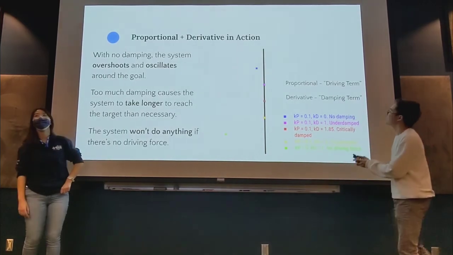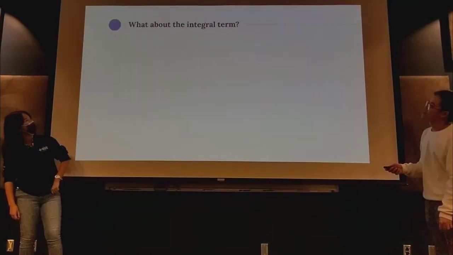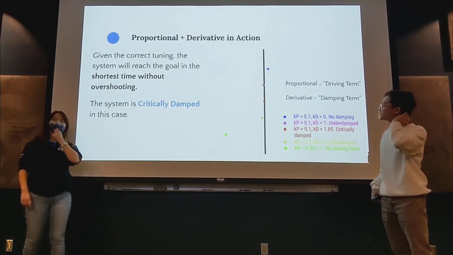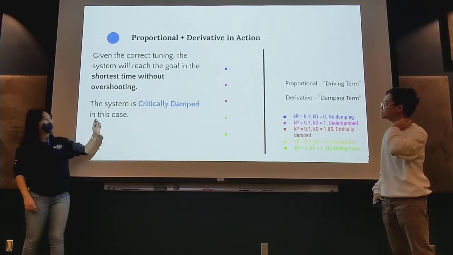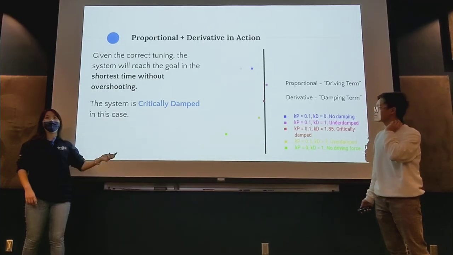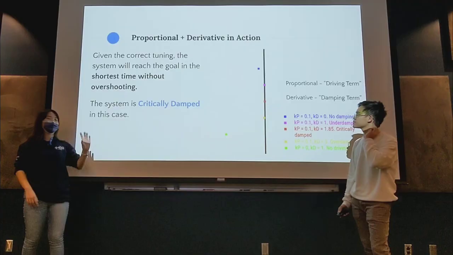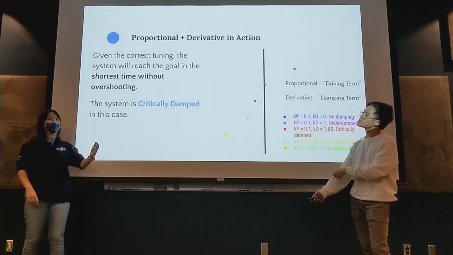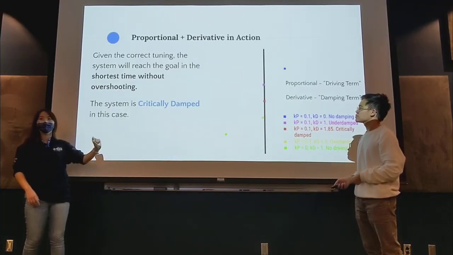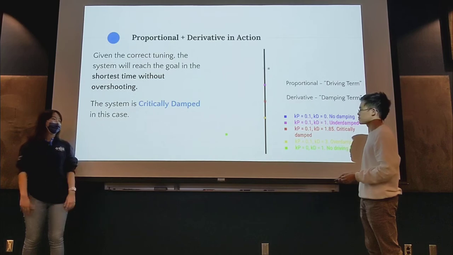All right, cool, let's go. This is just more on derivative. You can see the shortest time without overshooting would be the red case there. It's what we call critically damped. We actually have a terminology for this. It minimizes the time, so it doesn't take too long to reach the goal, neither does it overshoot, and it just stops perfectly on the goal. So you will be trying to reach critically damped in your cases.